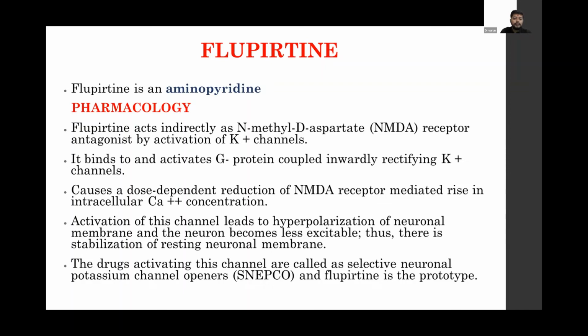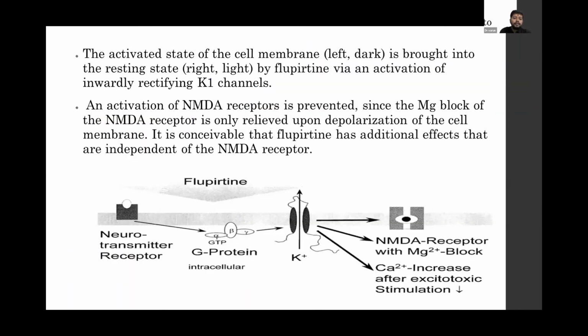The drug activates the channel, so it is called a selective neuronal potassium channel opener, because it activates the inwardly rectifying potassium channel. The activated state of the cell membrane is brought into the resting state by the Clopertine via the activation of the inwardly rectifying potassium channel, which is shown in this figure, and activation of the NMDA receptor is prevented by the Clopertine.